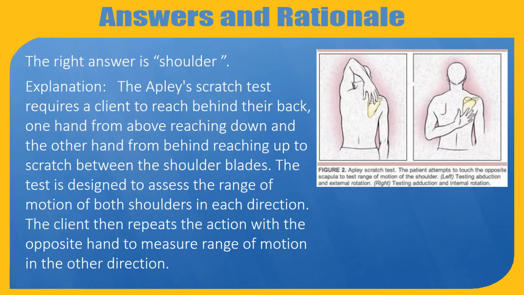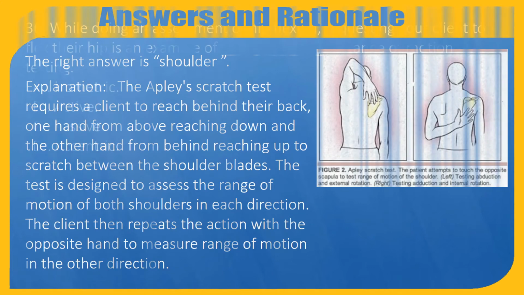Explanation: the Apley's scratch test requires a client to reach behind their back, one hand from above reaching down and the other hand from behind reaching up to scratch between the shoulder blades. The test is designed to assess the range of motion of both shoulders in each direction. The client then repeats the action with the opposite hand to measure range of motion in the other direction.